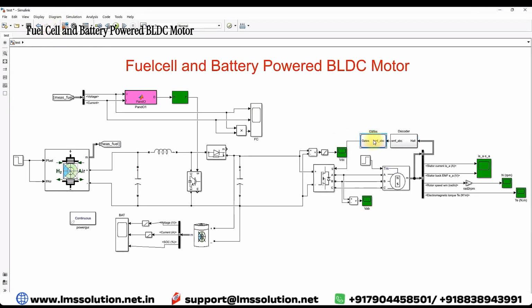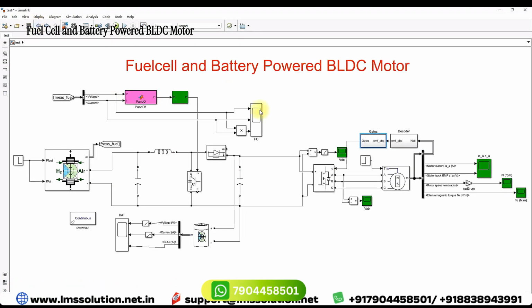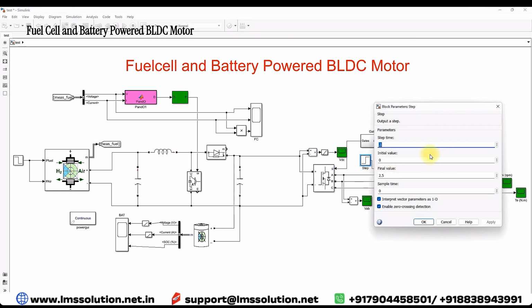Here we are converting that back EMF into the gating signals for the voltage source inverter. You just have to compare with 0, less than 0, greater than 0. So then we will get 6 pulses. Those 6 pulses are going to be used to control this voltage source inverter. And here we are providing the torque for the BLDC motor.